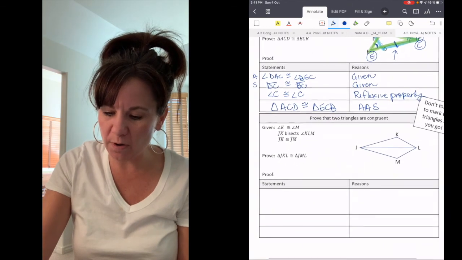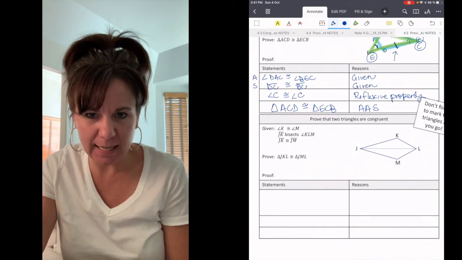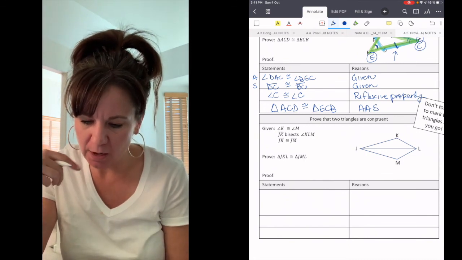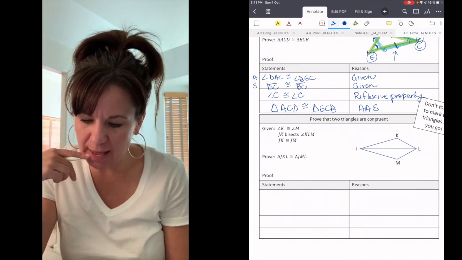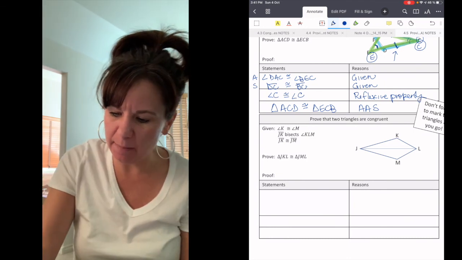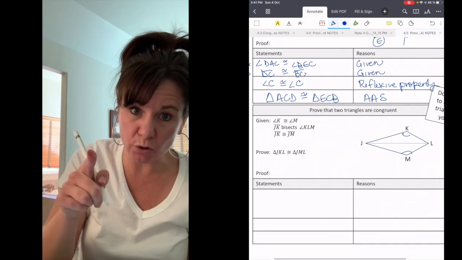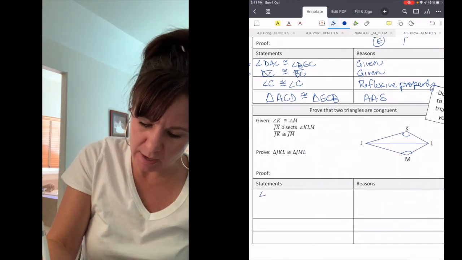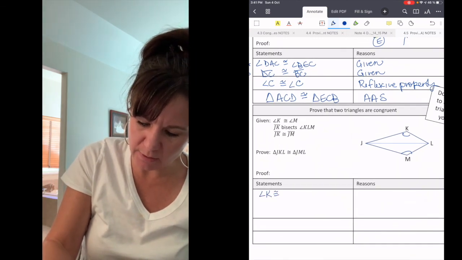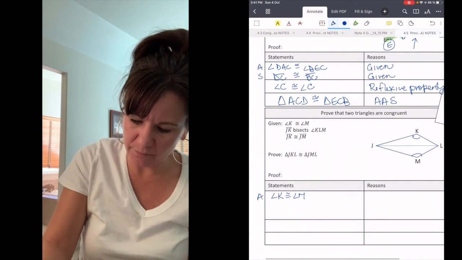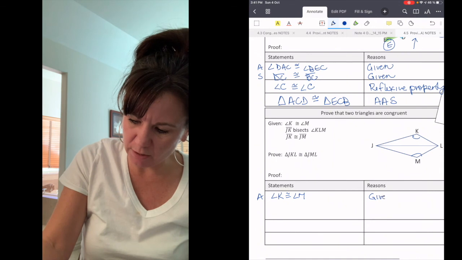Okay, we've got one more to try. Same kind of process. Let's see what we can do here. We're going to prove that two triangles are congruent. We're given that angle K is congruent to angle M. Make sure you mark it every time. Angle K is congruent to angle M. That's an angle, and that's given information.